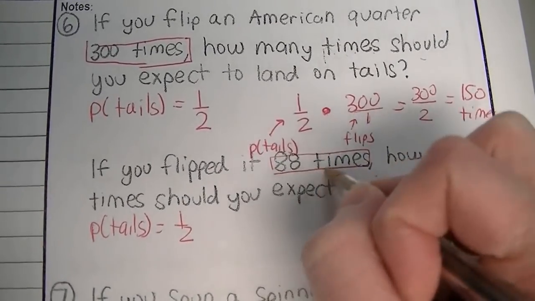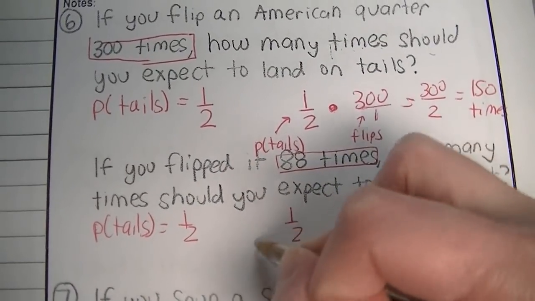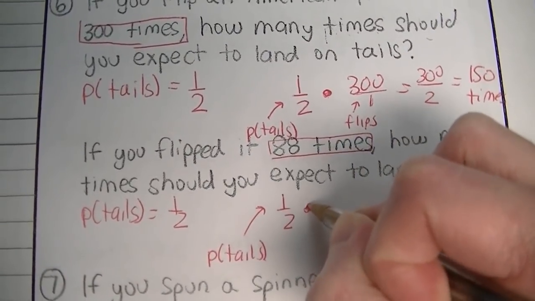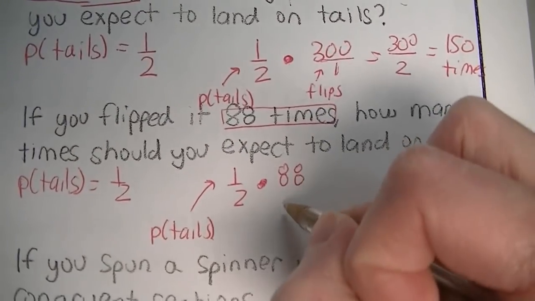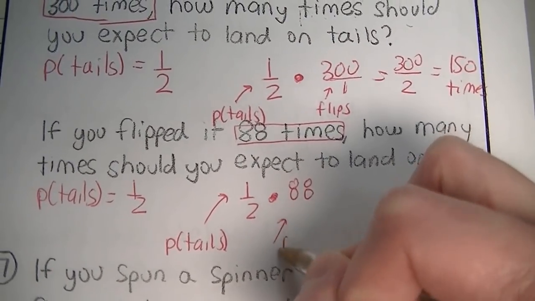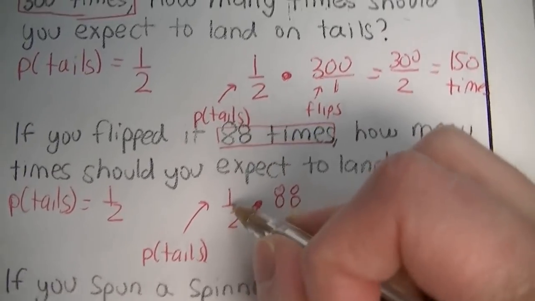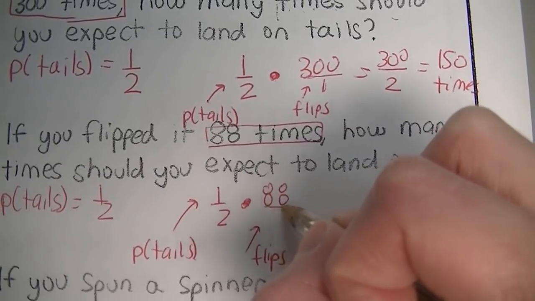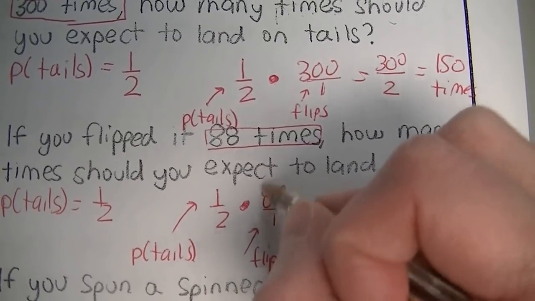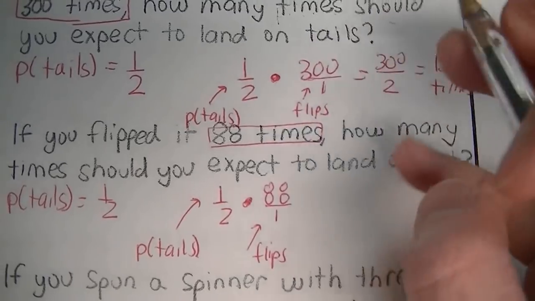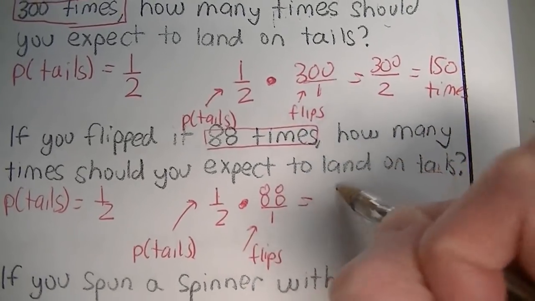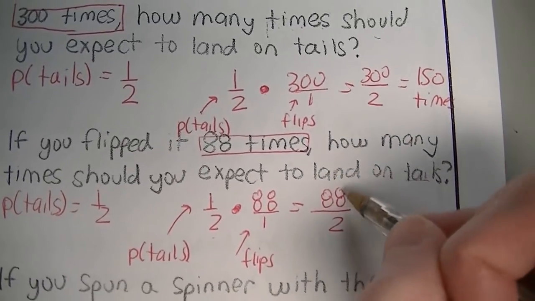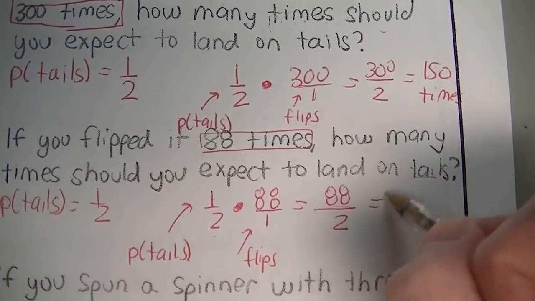But we're flipping it 88 times. So you're going to start with your 1/2, which was the probability of landing on tails, and you've got to multiply it by 88. Okay, because that's how many times you flipped it. And you'll see you're multiplying by a fraction. So you can go straight across, but it helps if you write this one as a fraction also, so that it's more clear to you. 1 times 88 is 88, and 2 times 1 is 2. Now you can divide it. 88 divided by 2 is 44 times.